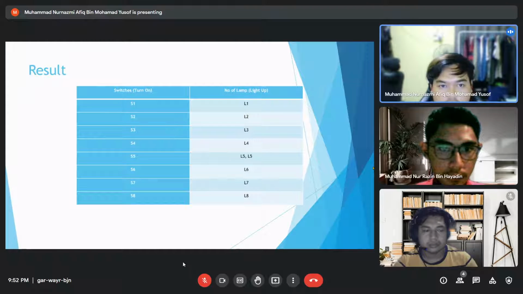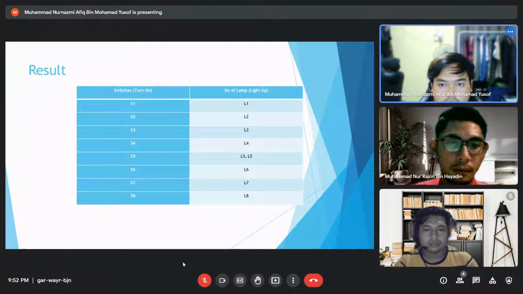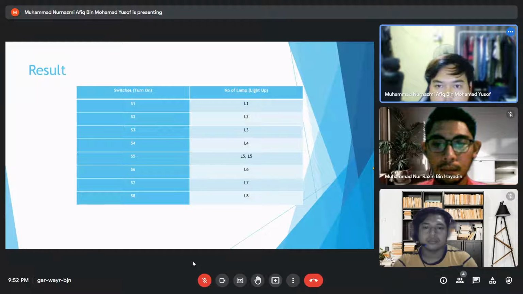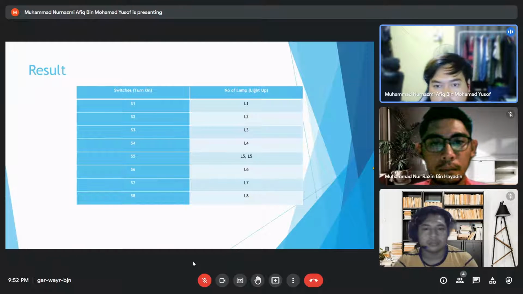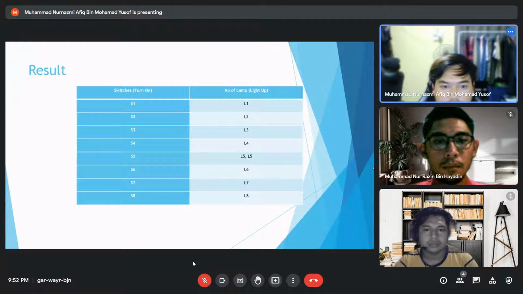So for the result, when switch S1 is turned on, the lamp that lights up is L1, S2 for L2, S3 for L3, S4 for L4, and S5 will light up two lamps, which are L5 and L5, S6 for L6, S7 for L7, and S8 for L8.